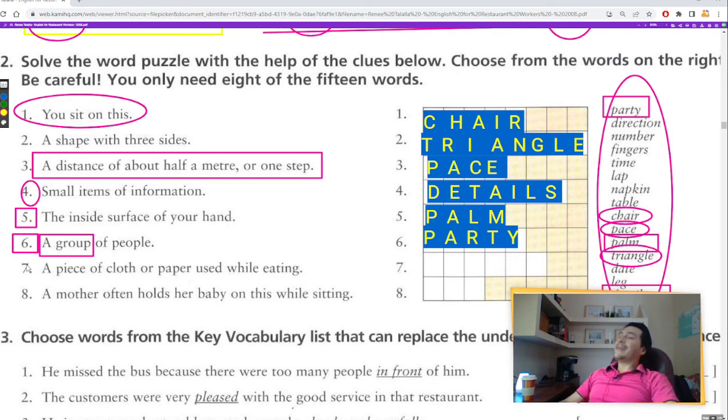Number 7, a piece of cloth or a piece of paper that is used while eating.